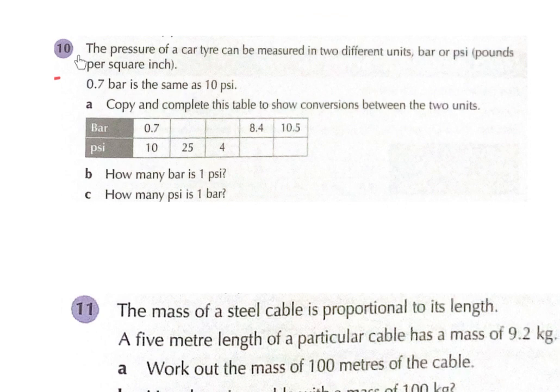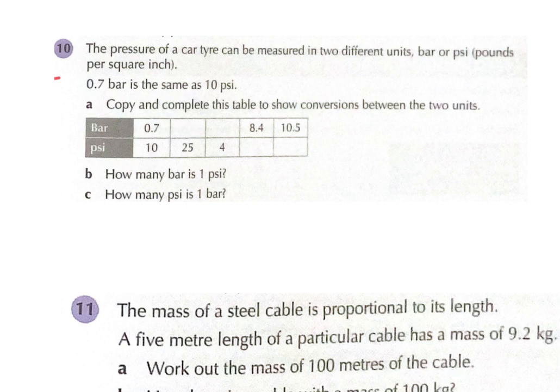Number 10. Aris, can you read number 10? The pressure of a car tire can be measured in two different units, bar and psi, pounds per square inch. 0.7 bar is the same as 10 psi. Copy and complete the table to show conversions between two units. So 0.7 bar is equivalent to 10 psi.